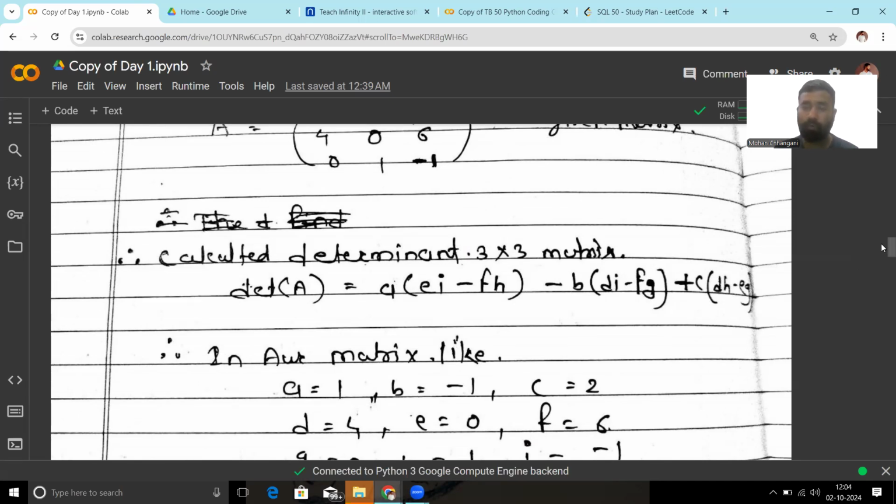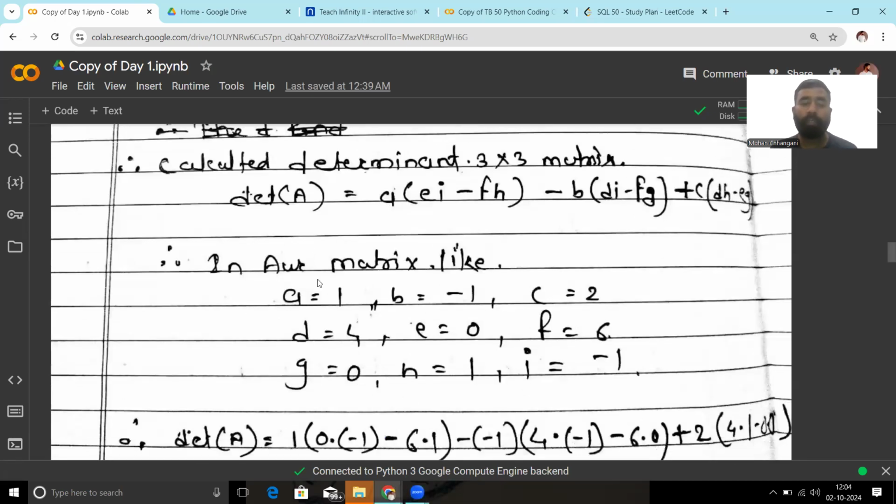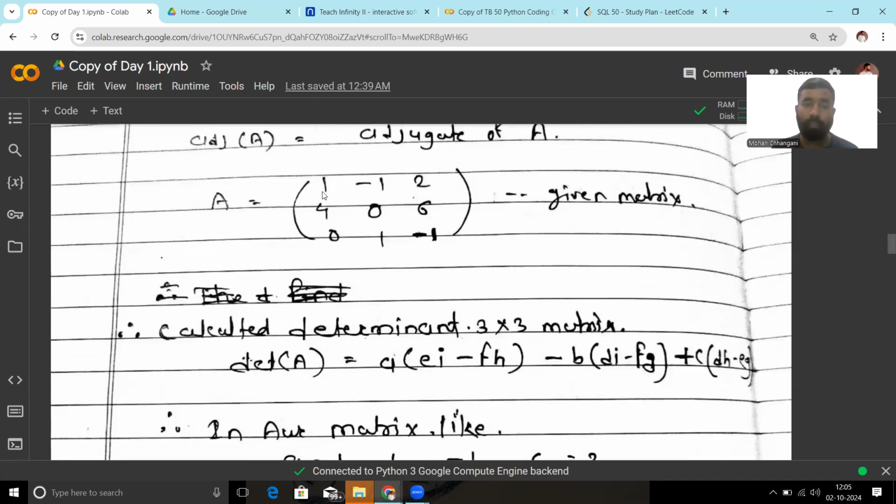I will make it easy for you, so you don't get confused and can understand easily. In our matrix, we form it like this: A is equal to 1, B is equal to minus 1, C is equal to 2, D is equal to, because our matrix looks like that. Then we consider this as A, this is B and C, this is D, and E. I do this so you can understand easily.